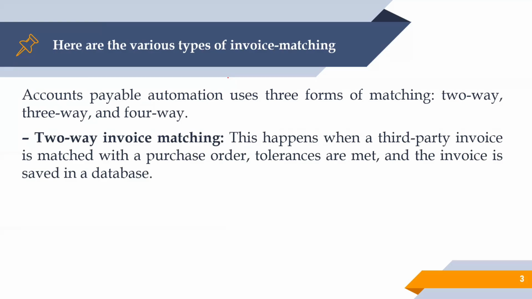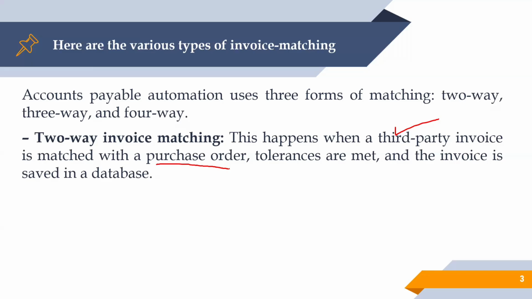This happens when a third-party invoice is matched with a purchase order, tolerances are met, and the invoice is saved in a database. So the two-way invoice matching concept is going to match one thing, a third-party invoice with the purchase order. Whatever quantity you mention in the PO, the same is on the invoice, either less than that but not more than that. A partial invoice is fine. Whatever price you mention in the purchase order, that's the same on the invoice. Whatever taxes you mention on the purchase order, that's matching on the invoice.